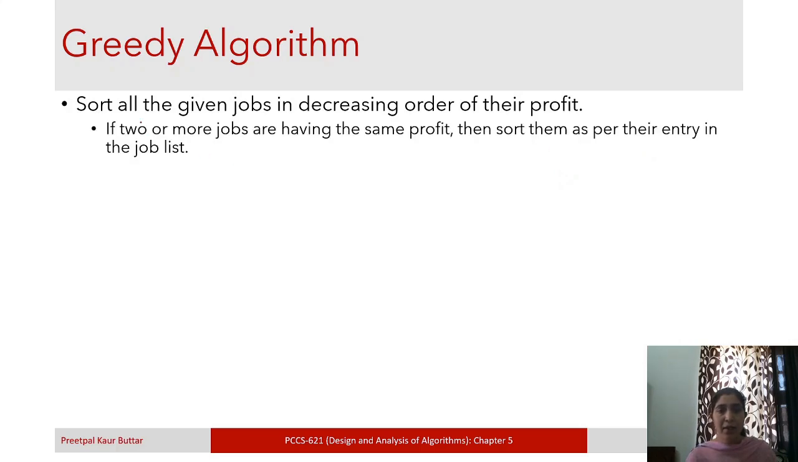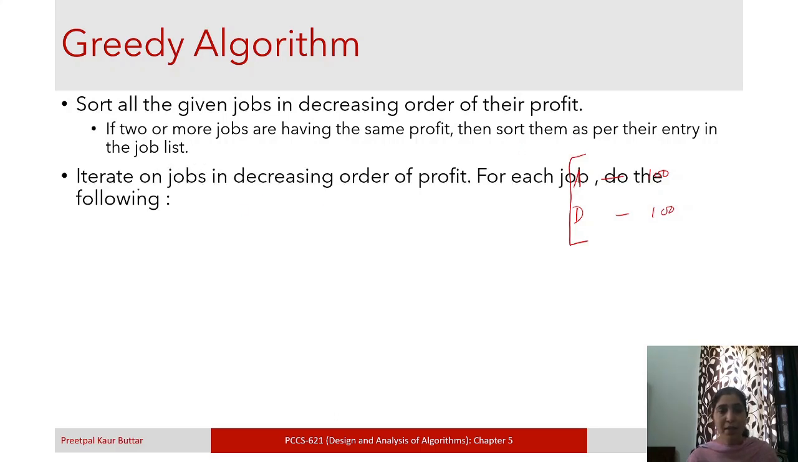Here, if two or more jobs have the same profit, then what to do? Suppose there is a job A and a job D which have the same profit. How to sort them? Sort them as per their entry in the job list, so we have to preserve the order. A is coming before D, so in the sorted order A will come before D.